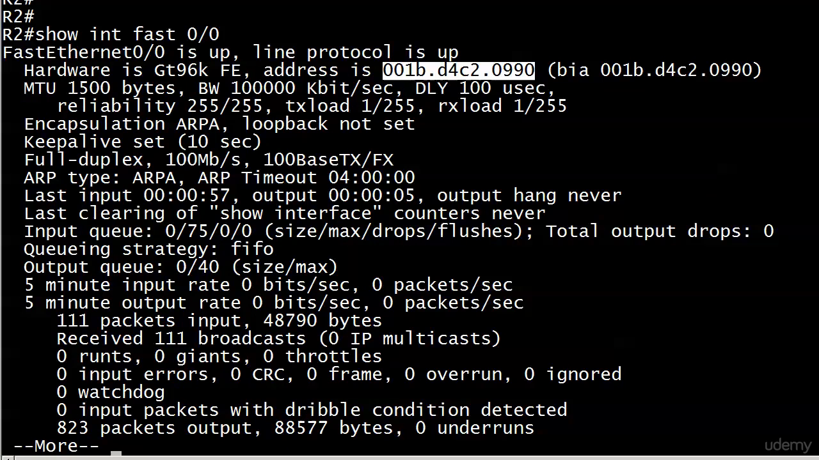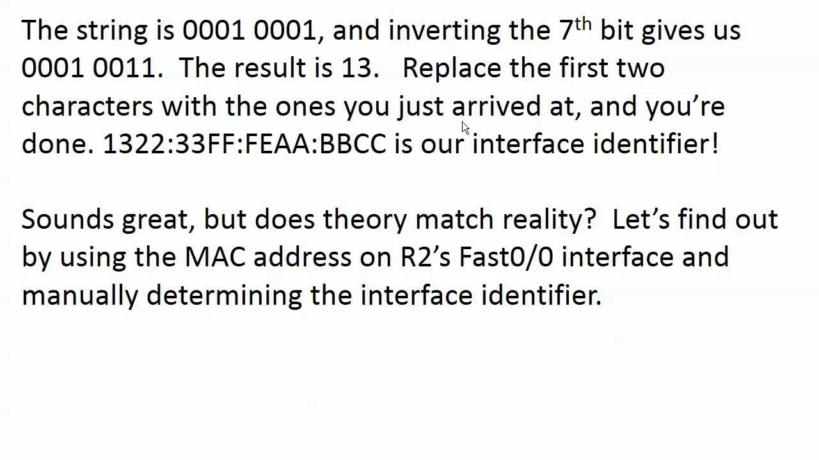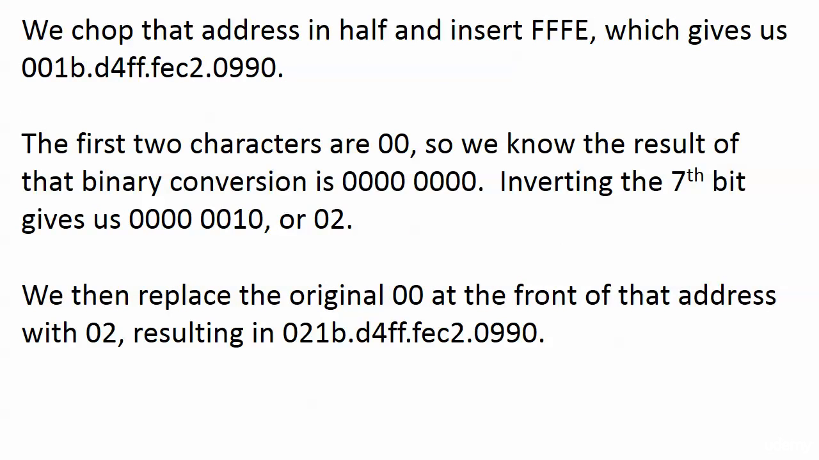So knowing what you know, go ahead and stop the video and come up with what you think the interface identifier is. You're going to need to pause the video because I'm going to rock and roll and keep moving. We chop that address in half, put in FFFE, and that gives us 001B D4FF FEC2 0990.